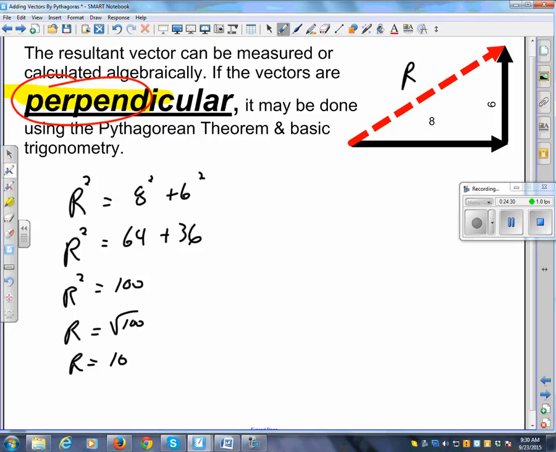Probably. If you want to write every step, you go right ahead. I got no problem with that. I only show every step there just so that everyone understands. What I would normally do is write R squared equals 8 squared plus 6 squared, and then I would just write R equals square root of 100. I sort of combine a couple of steps there, and then do my answer.